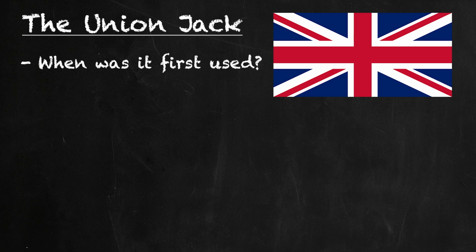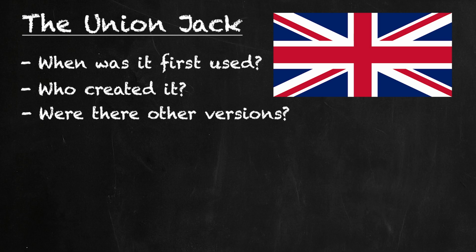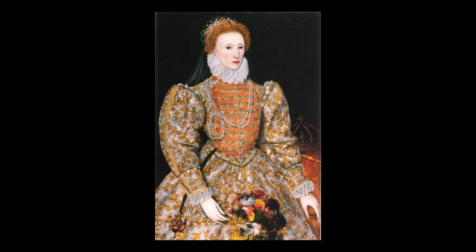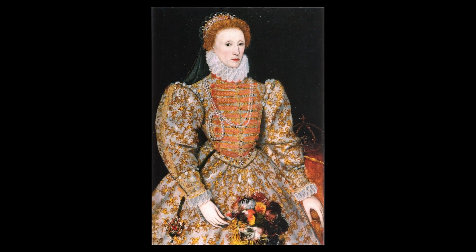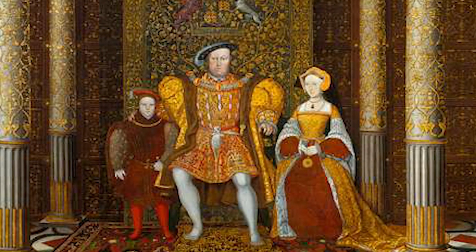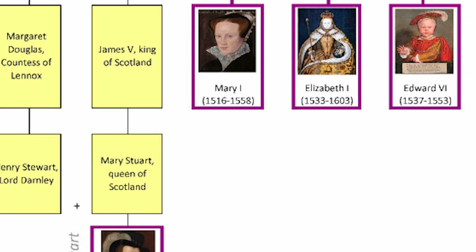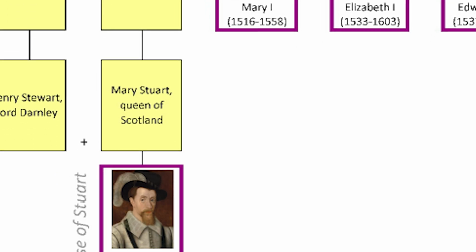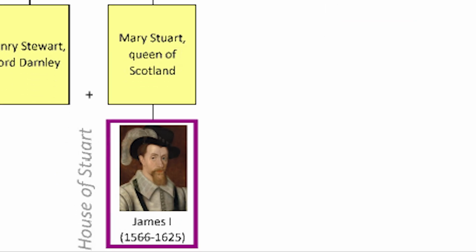When was it first used? Who was its creator? And what other versions of the flag existed? 1603. Elizabeth I, the last monarch of the Tudor dynasty, dies without an heir. Henry VIII's worst fear had come true, though he wasn't around to see it. James VI of Scotland assumed the throne of England, being first cousin twice removed to the late Elizabeth.